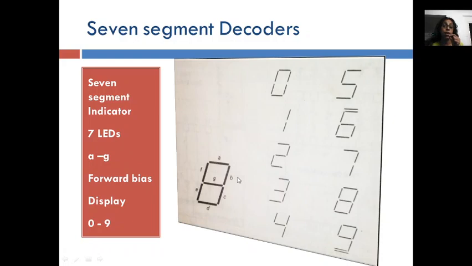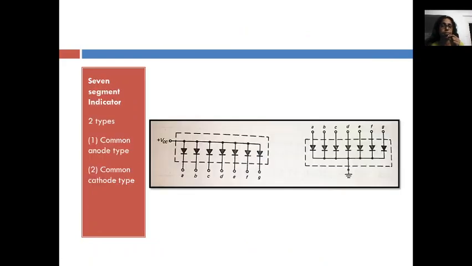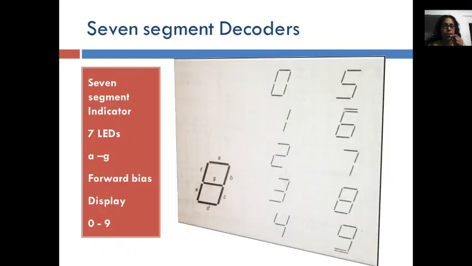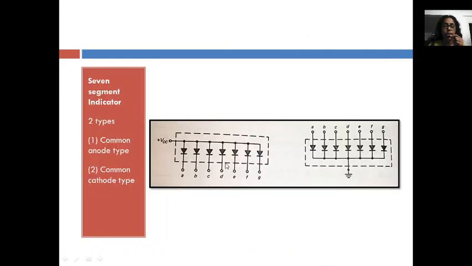Now let's see the role of decoders here. Before going into that, this 7-segment indicator that I had shown in the last slide, here you can see 8, this one is the 7-segment indicator. This indicator is of two types: one is common anode and the second is common cathode. So these are the two types of 7-segment indicators.